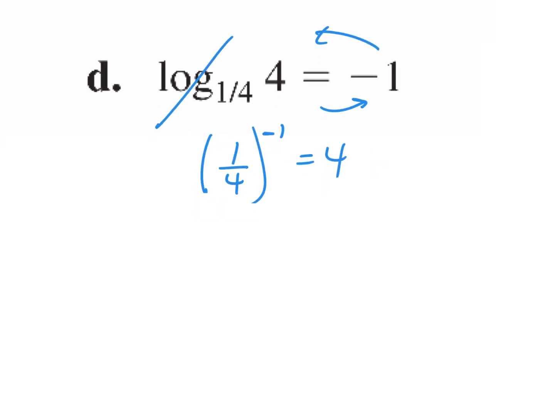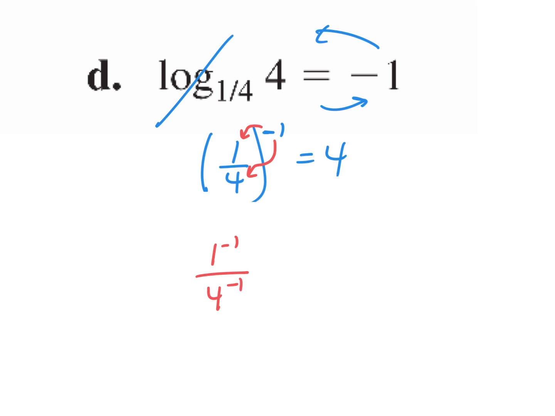Think about this. The other ones you could kind of see. If you were going to evaluate this left side, would you agree with me that you would distribute this negative to the top and bottom, right? So I have 1 to the negative 1 over 4 to the negative 1.